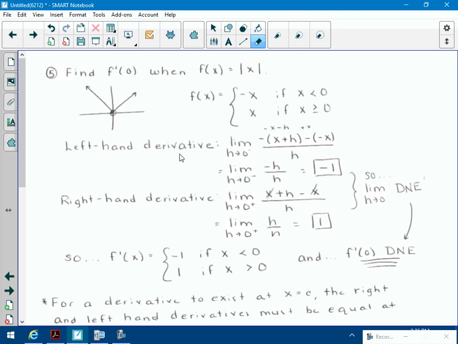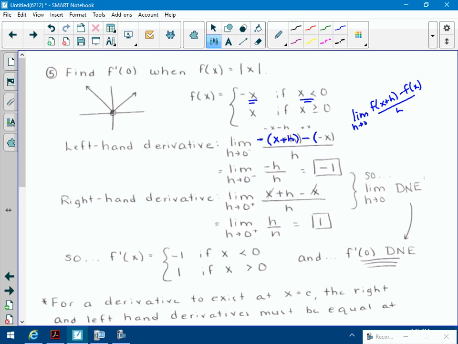So the left-hand derivative, and this is using the difference quotient, is the limit as h goes to 0 from the left. Remember when I say difference quotient, what I'm actually doing here. So this is the limit as h goes to 0 of f of x plus h minus f of x all over h, right? But if I'm coming from the left, I'm using this formula. So that's why there's a negative here. Negative x plus h minus f of x is negative x, all over h.